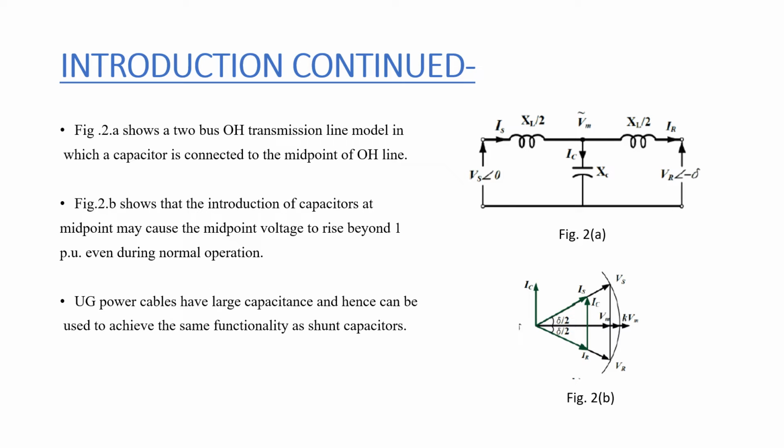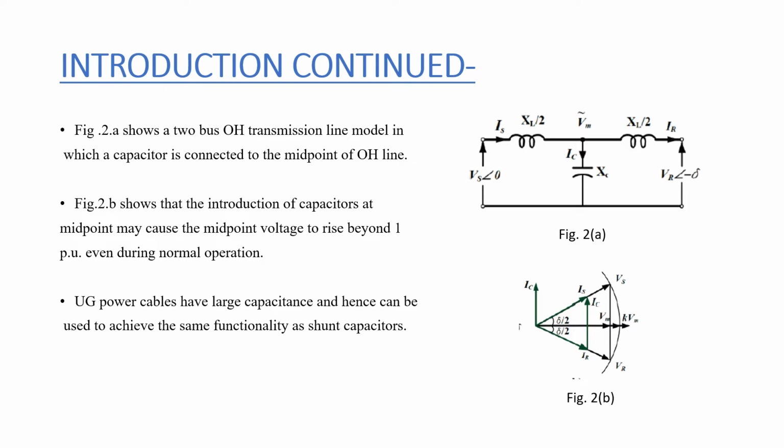Now, figure 2a shows the overhead transmission line model in which a capacitor is connected at the midpoint of the overhead line. As can be seen in the figure, the midpoint of the transmission line is connected by a capacitor. The next figure, figure 2b, shows that the introduction of a capacitor at the midpoint may cause the midpoint voltage to rise beyond 1 per unit even during normal operation.